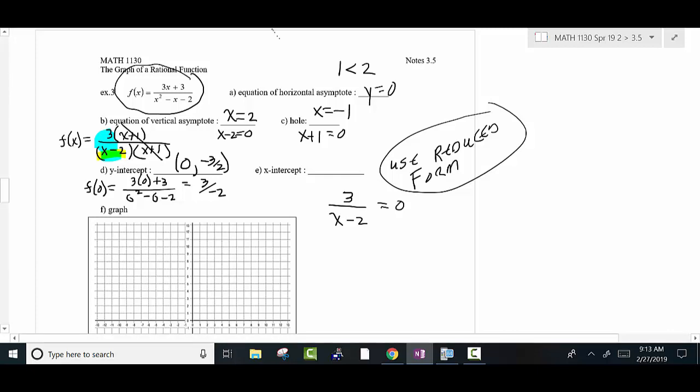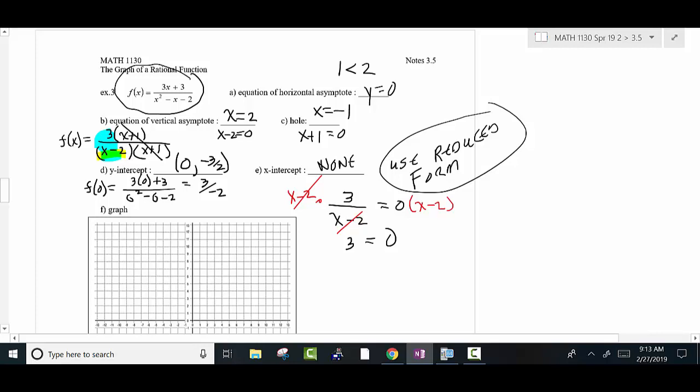Now, you may be able to do this in your head, maybe not. If you just multiply both sides by x minus 2, kind of a weird thing happens. What you would get is 3 equals 0. All the variables cancel out. What do you think that tells you about your x-intercept if you get some bizarre statement like that? You don't have one, exactly. So you're going to find on this you don't have an x-intercept.